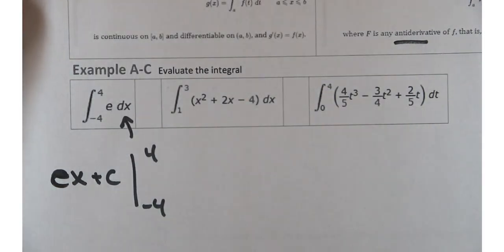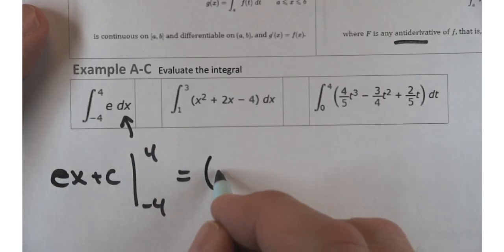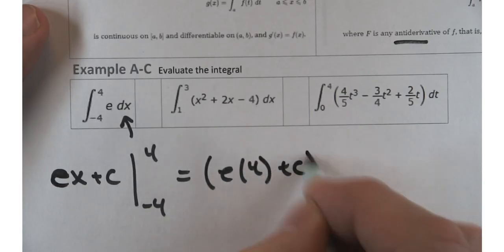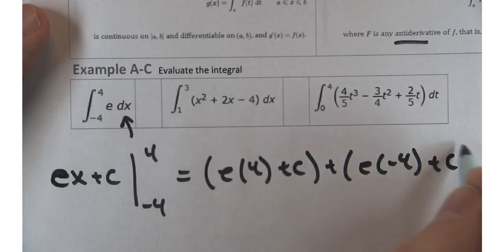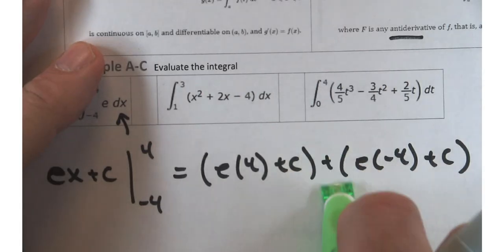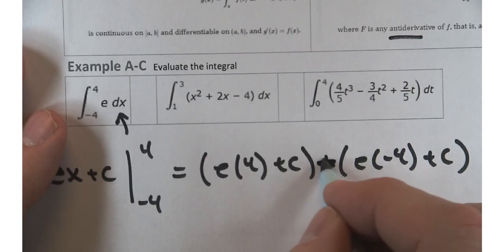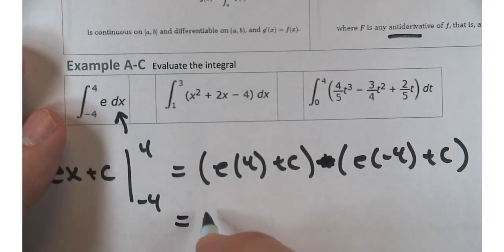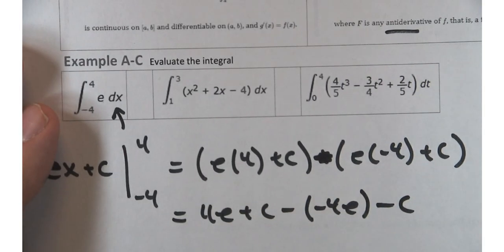So let's put in the 4 from the upper limit. So it's going to be e times 4 plus c, and then there should be a minus sign in between these things. And I think I've run out. I hate when that happens. All right, so there's a minus sign in between here. So what am I going to be left with? It's going to be 4e plus c minus -4e minus c.